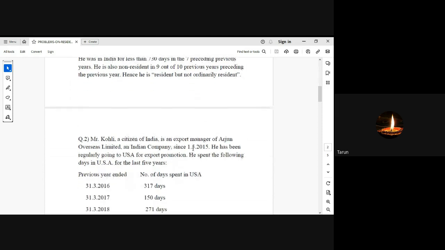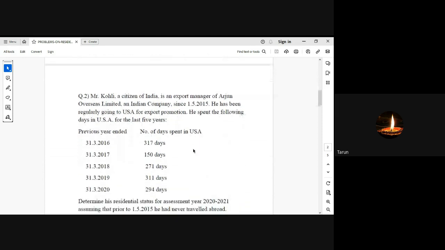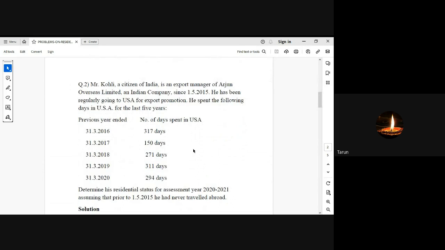Let's talk about the second question. Mr. Kohli, a citizen of India, is an export manager of Arjun Overseas Limited, an Indian company, since 1st May 2015. He has been regularly going to the US for export promotion. He spent the following days in the US for the last 5 years. So these are the years given to you.